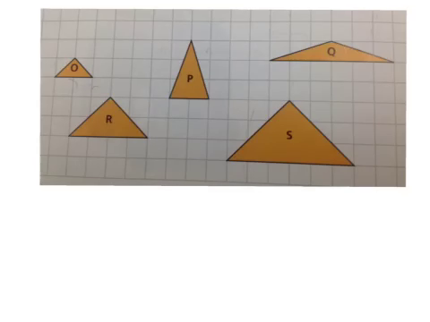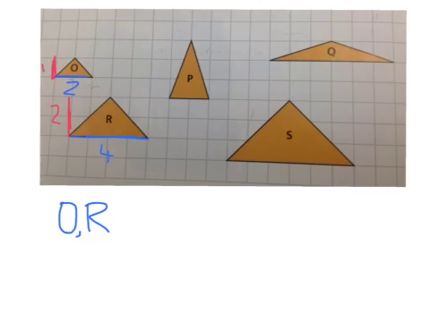Let's see if you identified the correct pairs of similar shapes. O and R are similar, and we can see that because the base of O is 2 and the base of R is 4. And then if we compare their heights, the height of O is 1 and the height of R is 2. So we can see that there is a scale factor that relates the two of them.